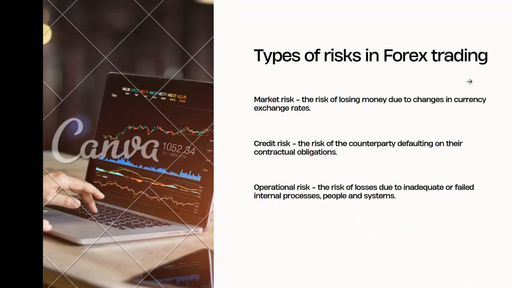Types of risk in forex trading, right? We have market risk. This is the one that affects us retail traders. It's the risk of losing money due to changes in currency exchange rates, right? Then we have the credit risk. This is the risk of the counterparty defaulting on their contractual obligations. And then we have operational risk, the risk of losses due to inadequate or failed internal processes, people, and systems. So again, our focus is more about the market risk, right?